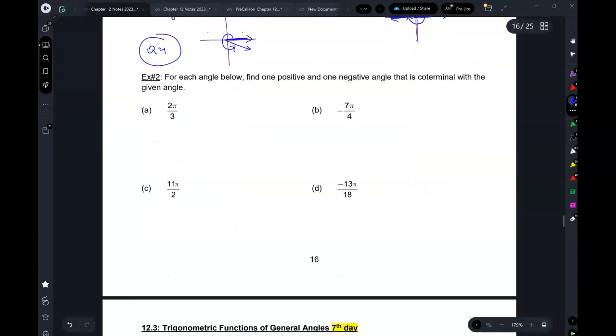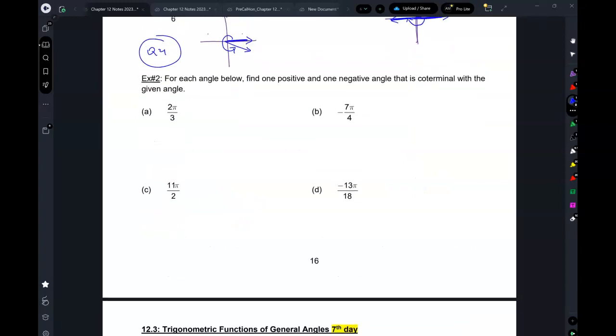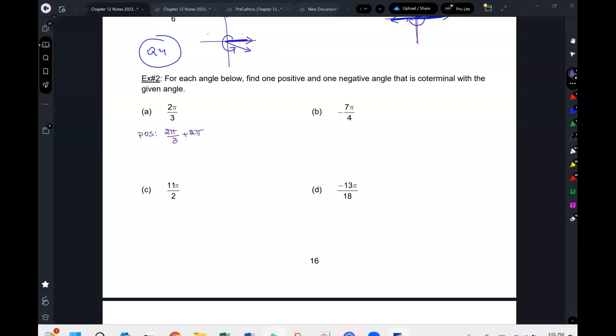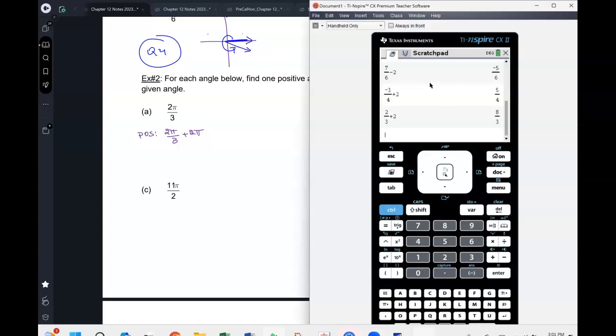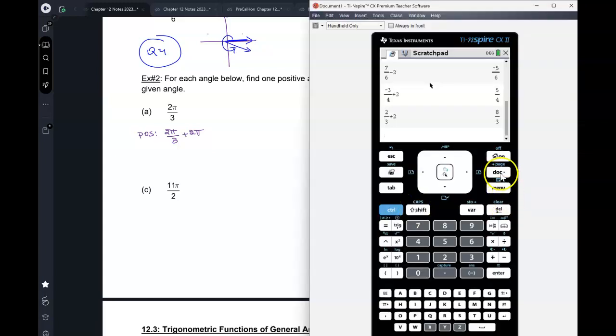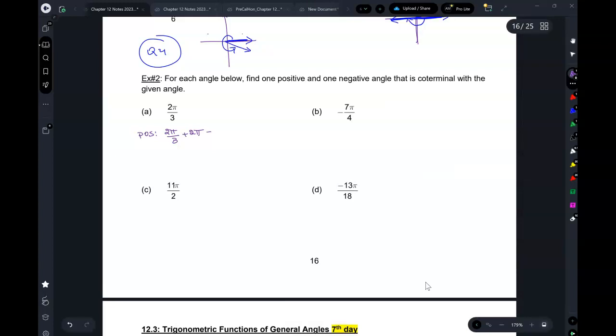For each angle below, find one positive and one negative angle that is coterminal. So this is review from before, right? But students usually forget. So for the positive one, we're going to add how much? 2 pi, right? If it's in radian, we've got to be in radian. You can use your calculator for these, remember? So, don't change them to degrees. Leave them in radian.